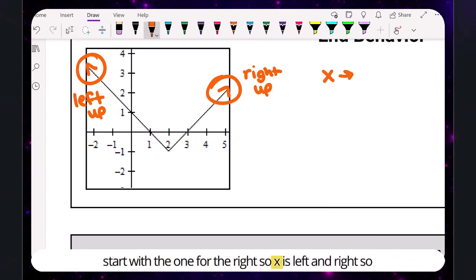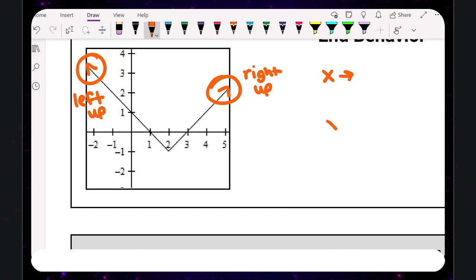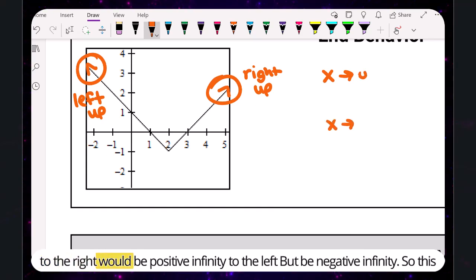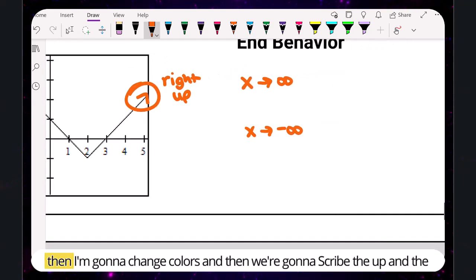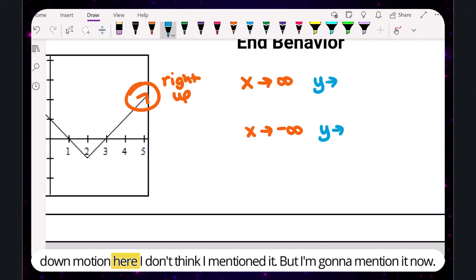So X is left and right. To the right would be positive infinity. To the left would be negative infinity. So this is right and left. And then I'm going to change colors, and we're going to describe the up and down motion here.